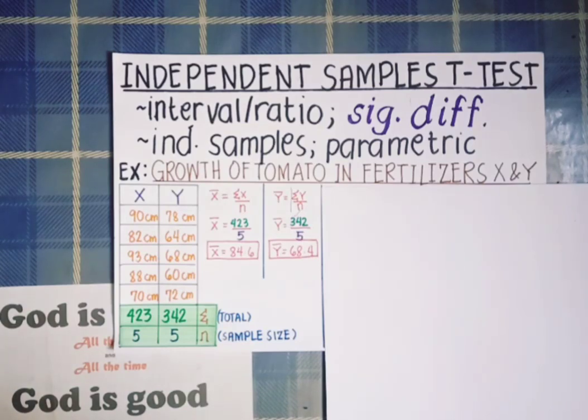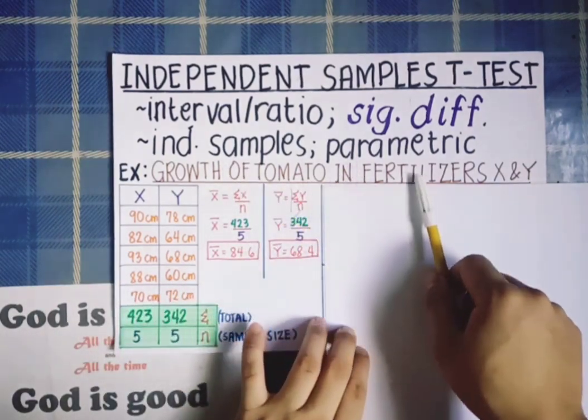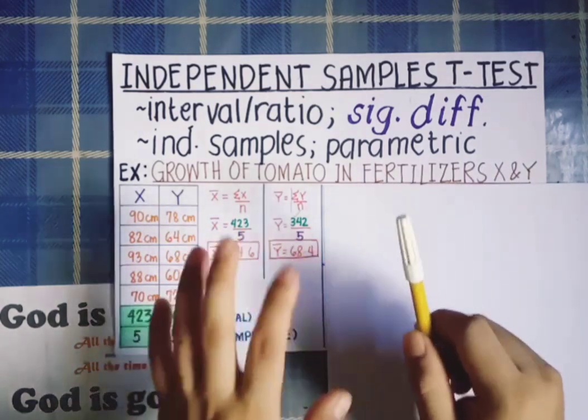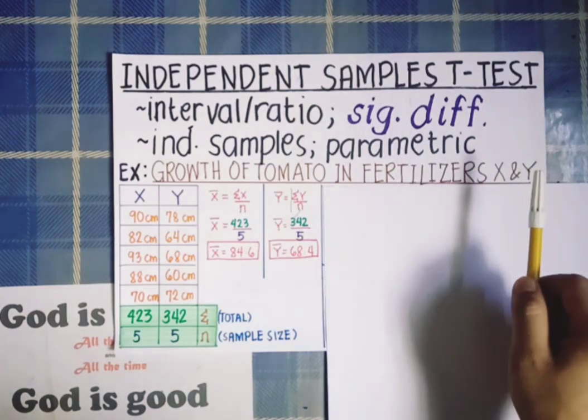To give you an example on how this independent samples t-test works, let's have here an example research entitled The Growth of Tomato in Fertilizers X and Y. Here in this research, we want to know which fertilizer is effective. Is it fertilizer X or fertilizer Y?